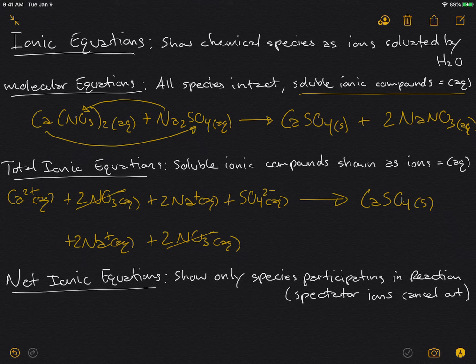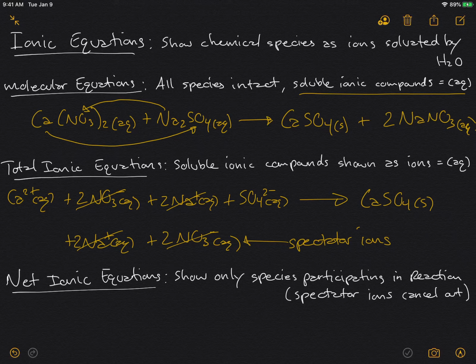And these nitrates and sodium ions are all the same on either side, and there's the same number of them, so they will cancel out. So these are called the spectator ions because they're not actually participating in the reaction. They are just hanging around, balancing the charge.